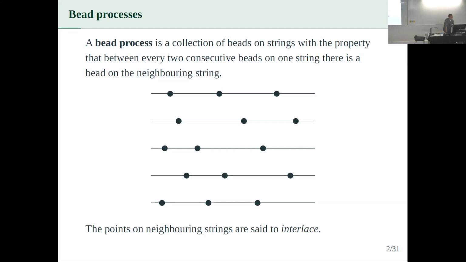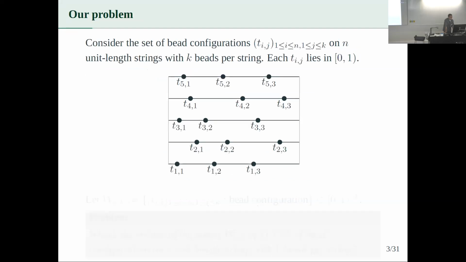And we'll be particularly interested today in the volumes of bead processes, so I'll be a bit more specific. Suppose I have n unit-length strings running in parallel with one another, and on each of these strings I have k beads. And these beads have to interlace the beads on the neighbouring strings. So this creates, if I label these points with the array of numbers Tij, a sort of complicated set of inequalities that these Tij have to satisfy.